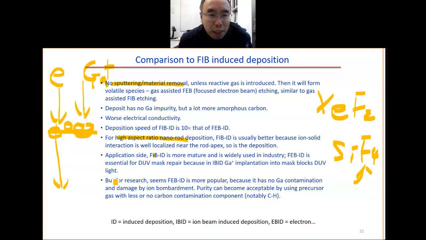But for research, based on the papers I read, there are more papers on electron beam induced deposition than on ion beam induced deposition. That means it is popular for research, because it has no gallium contamination and there is no damage from ion bombardment. The purity is not very good, but it can be acceptable if you use other precursor gases, precursor gas with less carbon, with fewer hydrocarbon bonds. The hydrocarbon bond is the worst, because it will give a lot of carbon in the deposit.